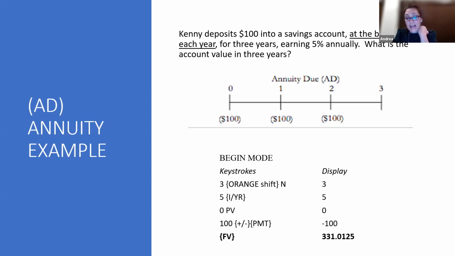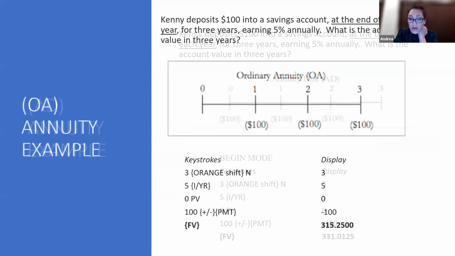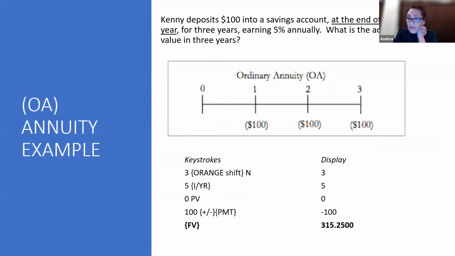Okay, so again, if I had this question on the test, I would have 331,025, and I would also have 315,25. Okay, so be really careful with that.